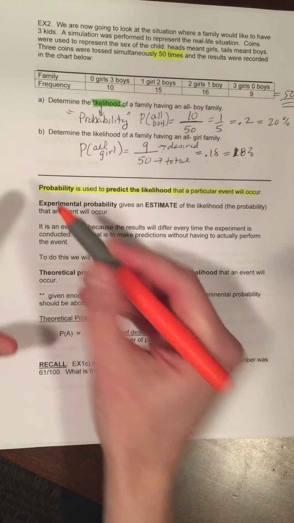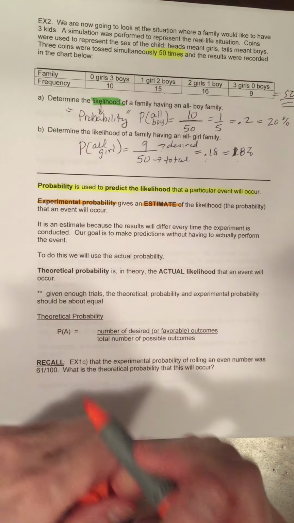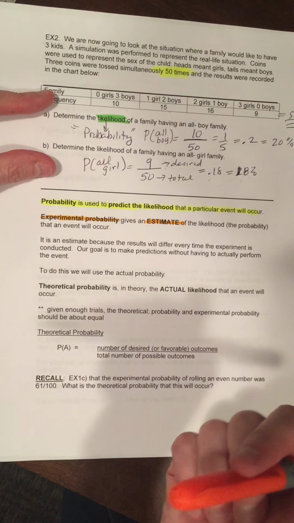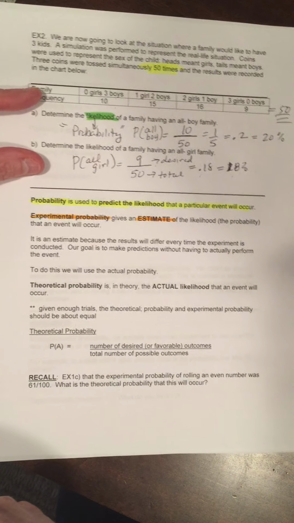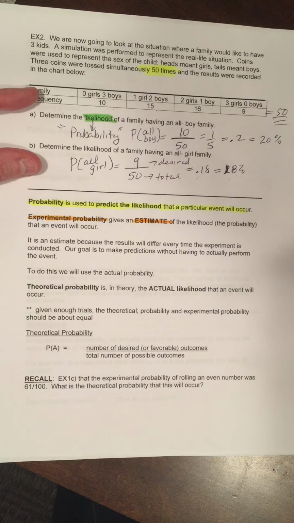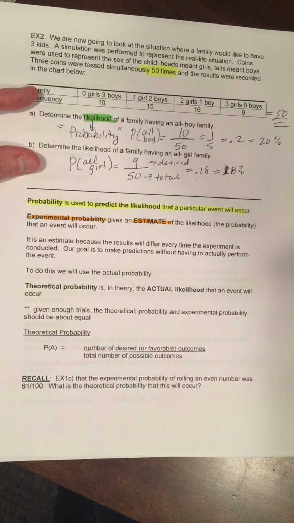Experimental probability, so all of our experiments, gives us an estimate. So when I look at this boy-girl example, this might not be the way it happens in real life at all. This just happened to be one little experiment where I threw 3 coins 50 times and tallied the result. This could be completely bogus in the real world. It was an experiment.